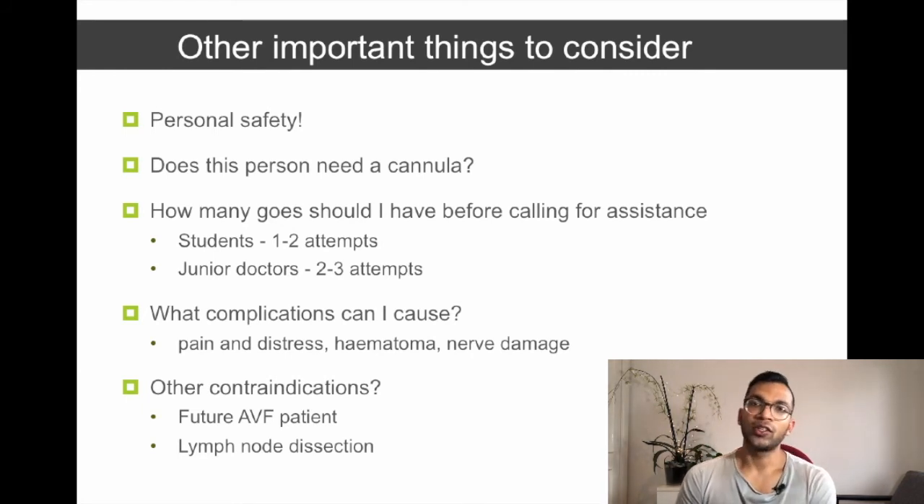Often my students and junior doctors may not be as successful and not have as much experience. So it's always a contentious topic about how many attempts someone should have before calling for assistance. On one hand, you have to learn, but on the other hand, you really don't want to be subjecting your patient to that much trauma and harm. So generally we say with students, depending on seniority and comfort, 1 to 2 attempts is reasonable, and junior doctors, maybe 2 to 3 attempts is reasonable.